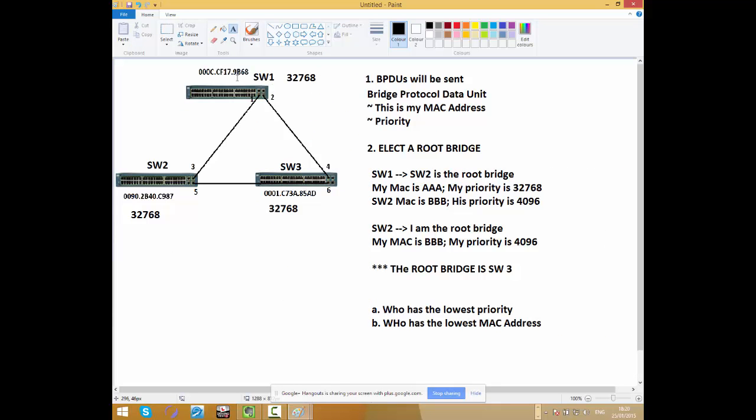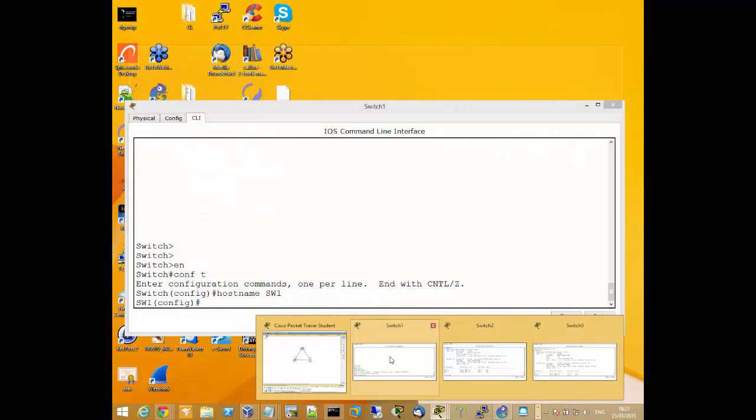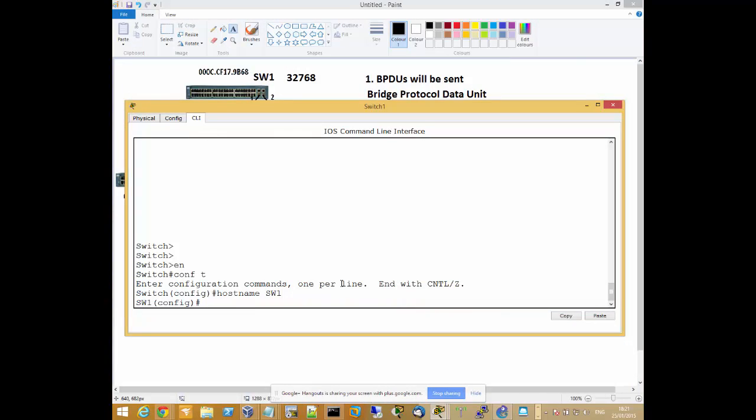What will happen if I change the priority of switch 2 to something lower than 32768? They will elect a new root bridge, because it has the lowest priority. First they check priority, and if they have the same priority, then they look at the MAC address. Nice one. So let's actually do that. Let's go to switch 1 in this case. So Imran, how do I change the priority for this guy?